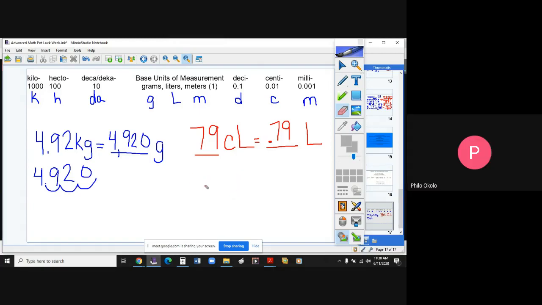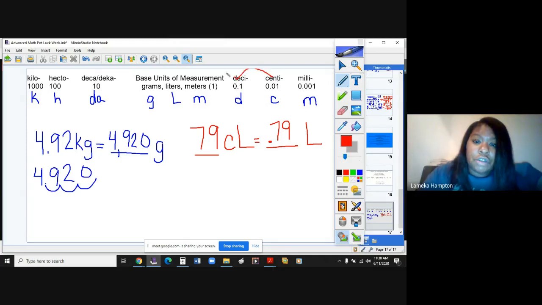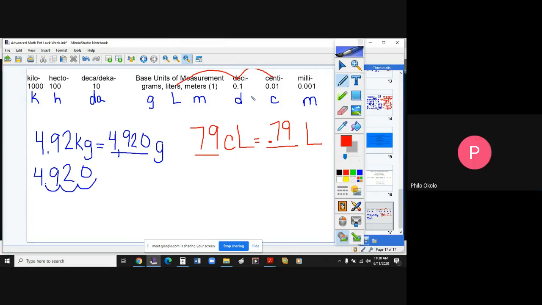It's still not clear from centiliter to liters. How many times did you move it? Did you count it on the line? Yeah, okay. 1, 2. So do you see where I moved it? You jumped the meter.